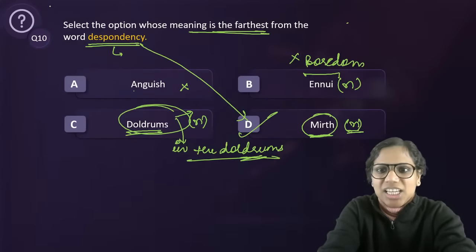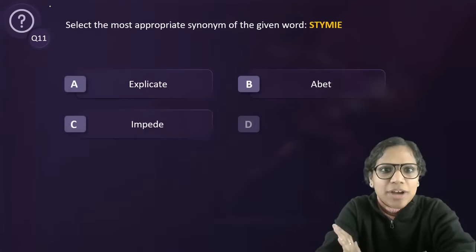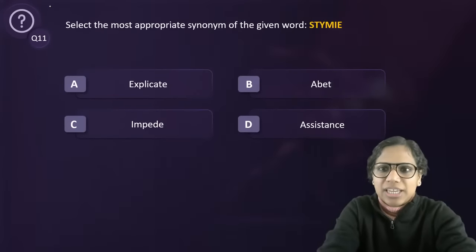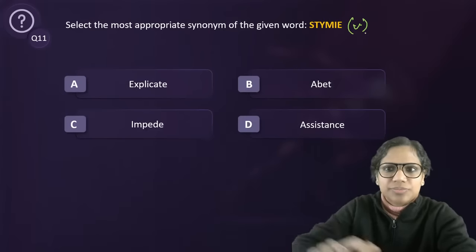All right, let's go to our next question. You have to give me the most appropriate synonym of stymie. That's how it is pronounced, stymie. It's a verb.